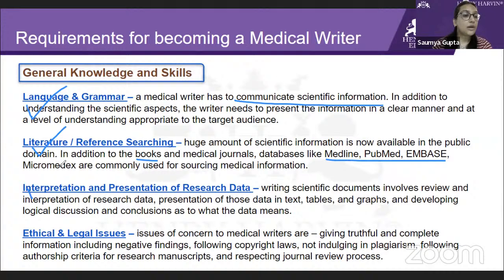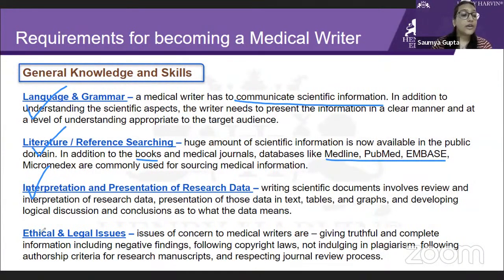Then interpretation and presentation of research data. Especially when you're writing a review article or a research article, the data obtained from the research studies is in raw form. And you cannot present that raw data to the readers. Why? Because they won't understand it. You have to present it in the form of text, tables, or graphs, and then provide them a proper conclusion so that they can understand what exactly this data means. So you should have this skill to interpret the data and then to present that data.